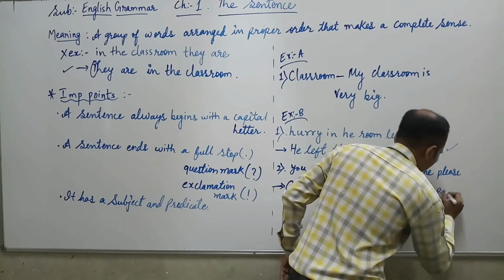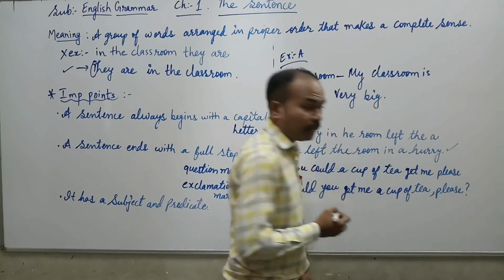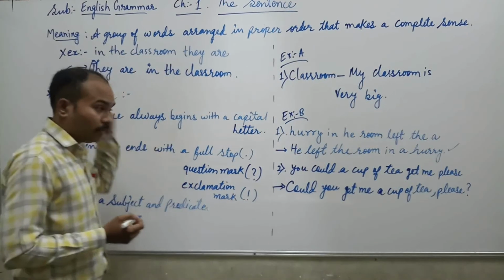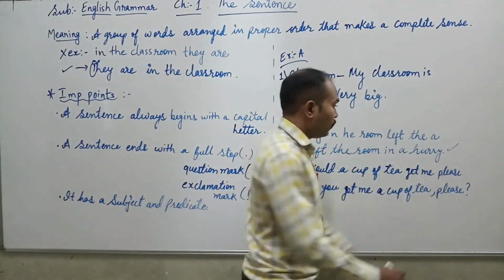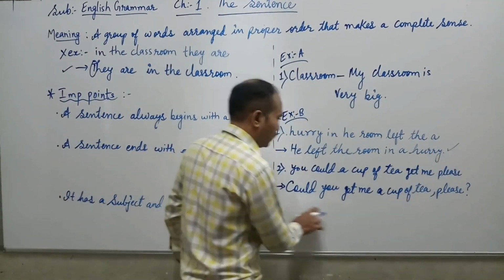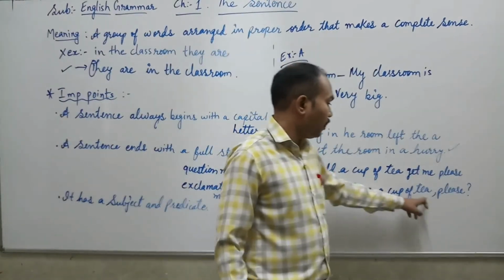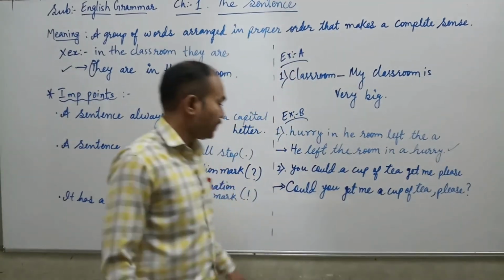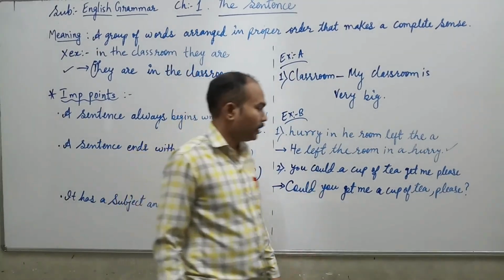Comma, please, and at the end a question mark will be there. We have to add the punctuation mark every time. So in the first answer, a full stop is there; in the second answer, a question mark will be there. So: Could you get me a cup of tea, please? In this way, you have to do this exercise. You have to solve it.